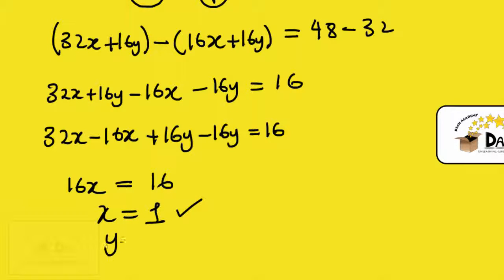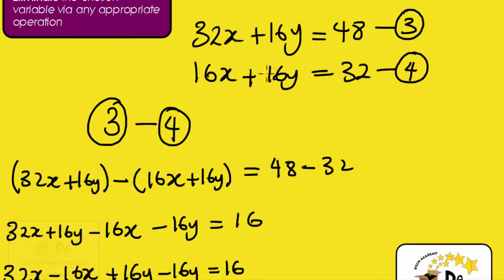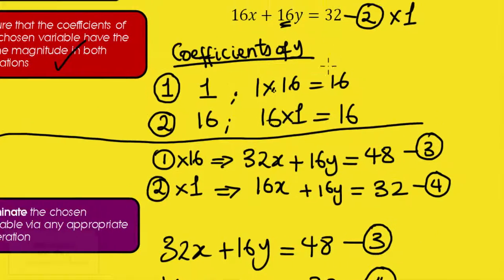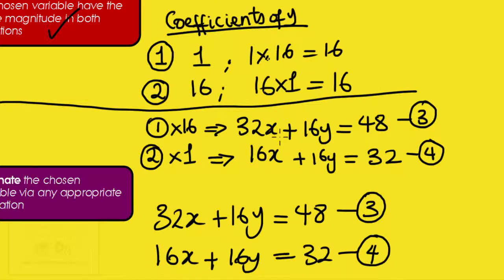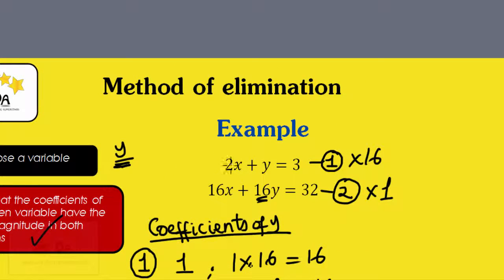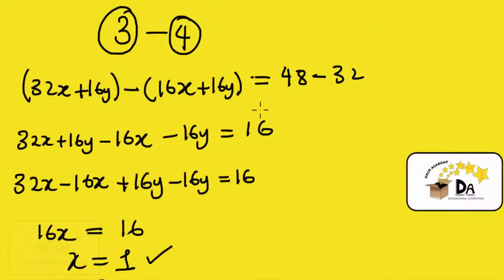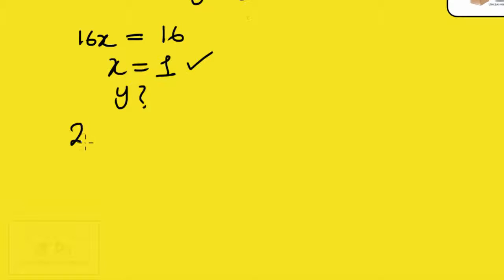Now to determine y, the value of y that satisfies the equation when x is 1, we replace x with 1 in any equation that involves x and y. So in 3 or 4 or even 1 and 2. I'm going to choose equation 1, which is a simpler equation than these because they involve bigger numbers. We have 32, 16, 48, 16, 16, 32. Here we have numbers like 2, 1, and 3. So we're going to choose equation 1, which is 2x plus y equals 3.